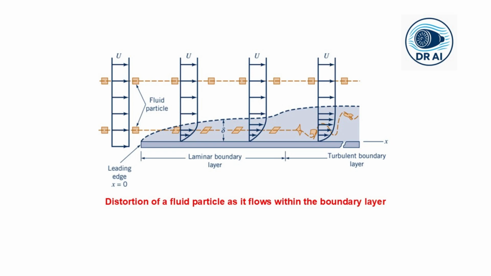This vorticity is generated right at the wall because of the no-slip condition and diffuses outward into the boundary layer. At some distance downstream, if conditions are right, the boundary layer may become turbulent. Then the fluid particles become greatly distorted by random irregular motion. Mixing occurs not just at the molecular scale but with finite-sized eddies.